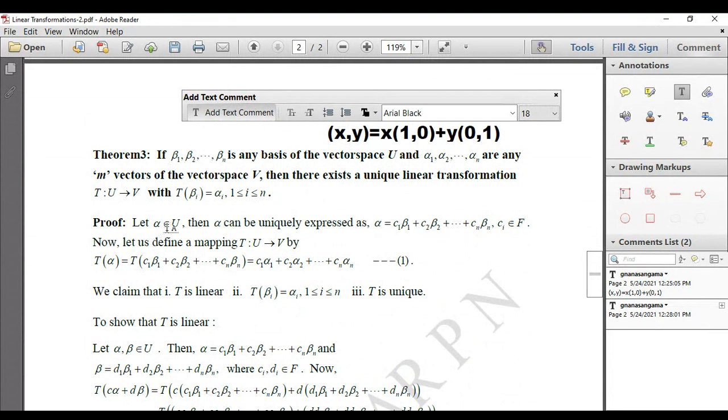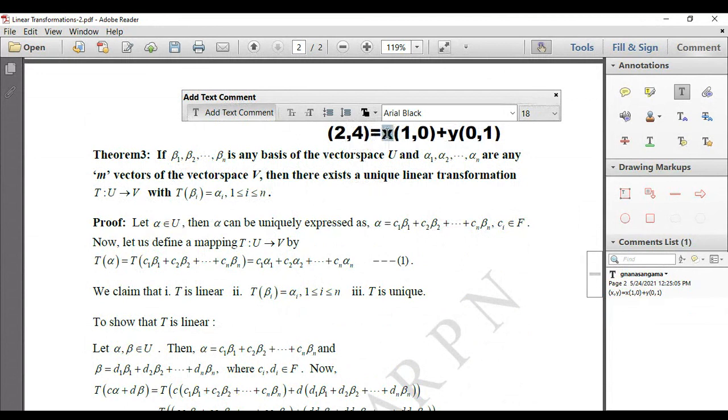If beta is a vector in U, then beta can be written as a linear combination like this: some scalar into beta 1 plus some scalar into beta 2 etc. up to some scalar into beta n. For example, I'll show you. Suppose (2, 4) is given. That is one vector. Let us say that is our alpha.